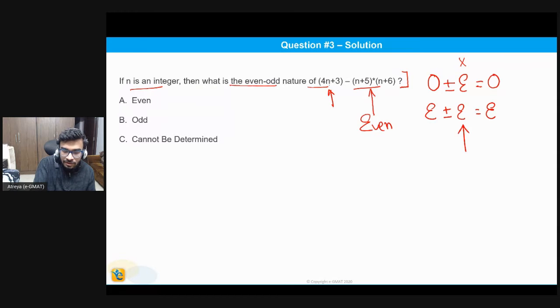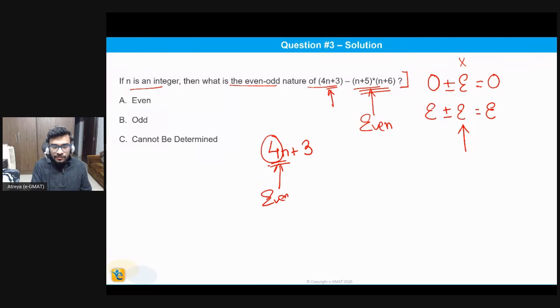Basically what we can do is, we have 4n plus 3. We'll just calculate for 4n plus 3, because we already know that the other part is even, right? So I have two possibilities. 4n plus 3 can either be odd or be even. Now, 4n, this is always even, correct? This is always even because we have an even number attached to n. So this part is always even. We only have 3. So 4n plus 3 cannot be even, it will always be an odd number.